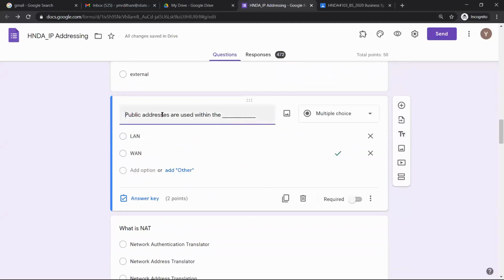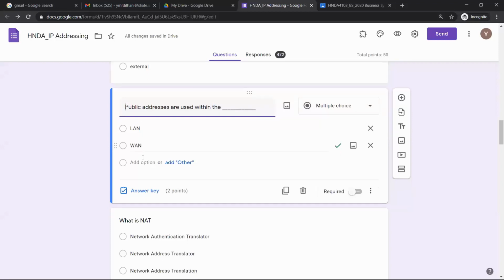And the next one, public addresses are used within, you know about local area network and wide area network. Local area network is the network which is connected within one building, right? And wide area network is the one which you use to access internet as well. So public addresses are used outside your network, right? So public addresses are used within wide area network.